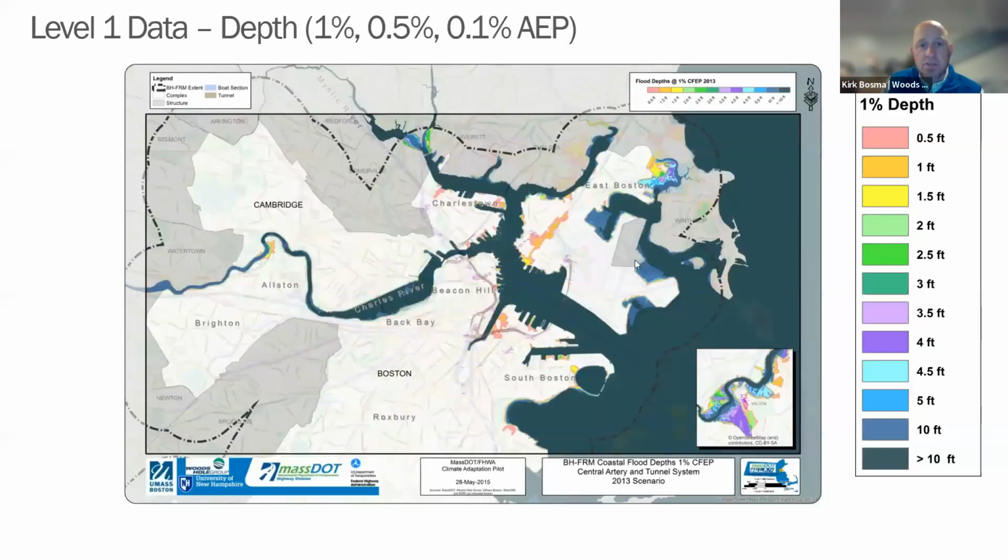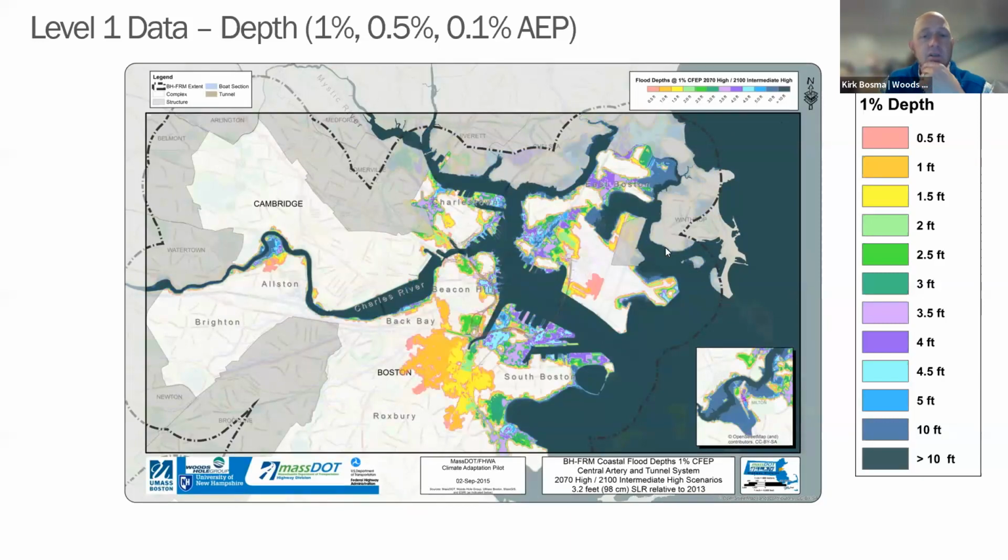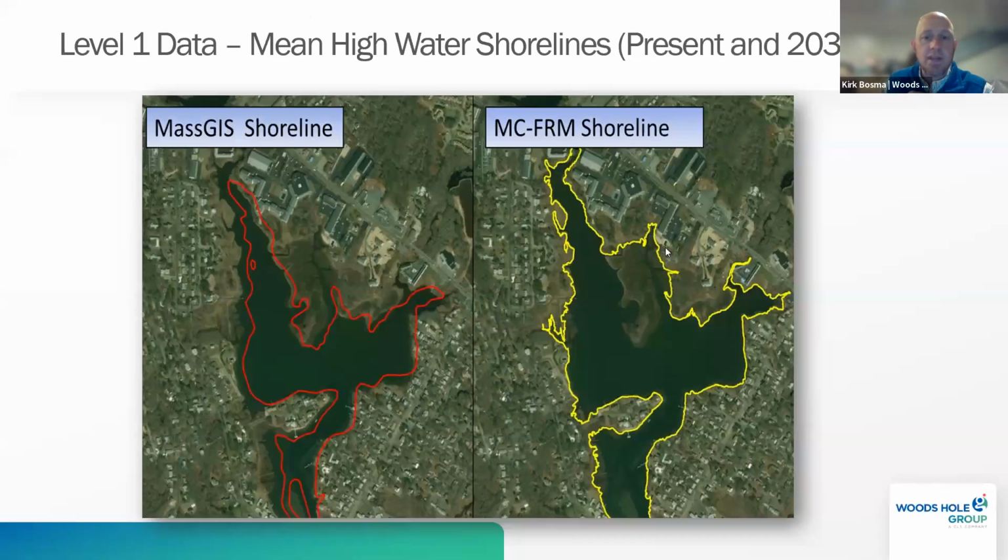Depth data is presented at 3 different AEP levels: 1%, 0.5%, and 0.1%. Again, these are available on a town-by-town basis. Although it's scaled here in 0.5 foot increments, when you click in there, you will get the actual depth. Keep this in mind when we come back to water surface elevation. And this again is applied and available at the various climate years: present day, 2030, 2050, 2070.